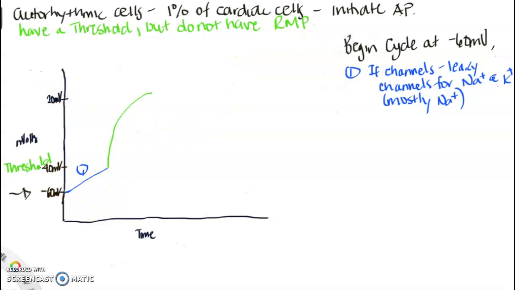So this area here of depolarization, this slow movement towards threshold, is called the pacemaker potential. And again, once it gets to negative 40, it's going to depolarize.